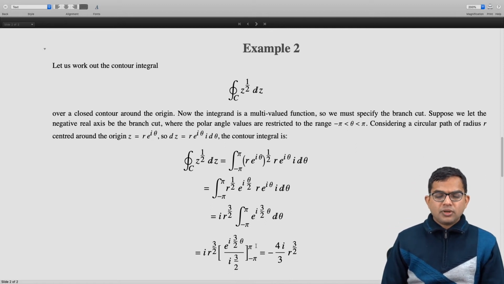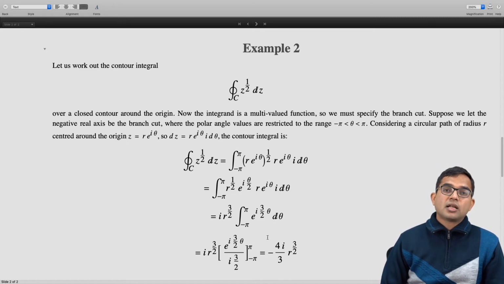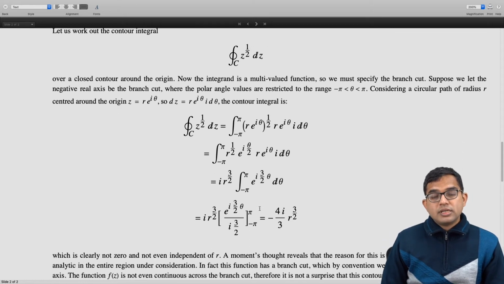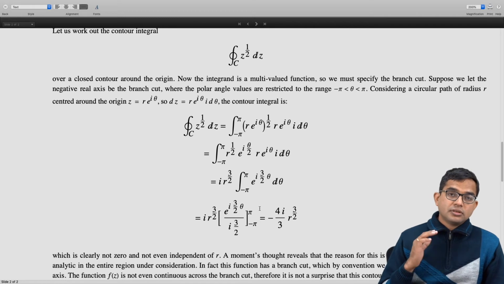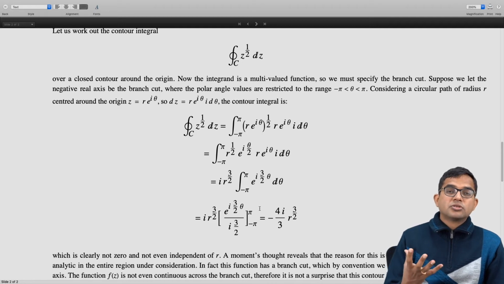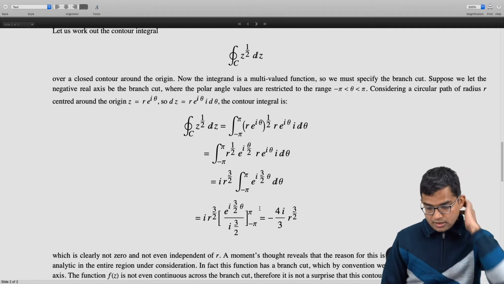And so if you carefully evaluate it, the answer is going to be just minus 4 by 3 times i times r to the 3 halves. So we see that indeed this answer is not 0, right? First of all, it's not 0, and also it is dependent on r, right? So it's a path dependent quantity, right? And it also depends on the size of the circle, right?